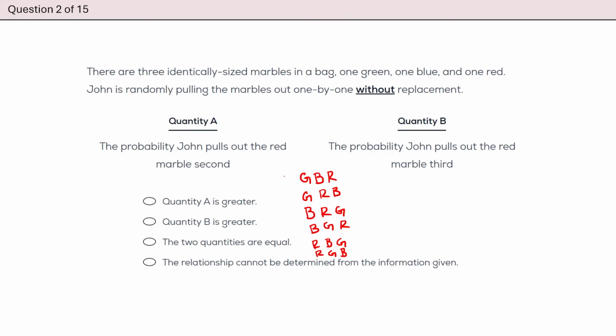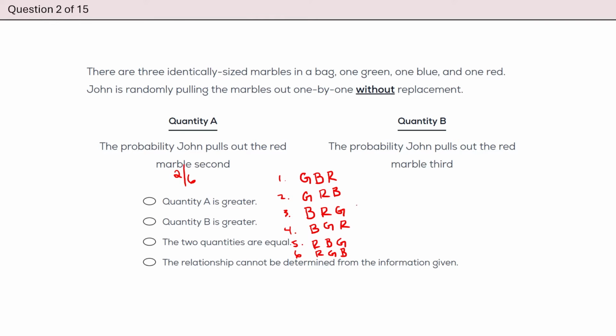Well, we have 6 total possibilities. 1, 2, 3, 4, 5, and 6. We have 6 total possibilities, but notice the red one is in 2 of them, where the red one is second. Okay, so the probability must be 2 out of 6.